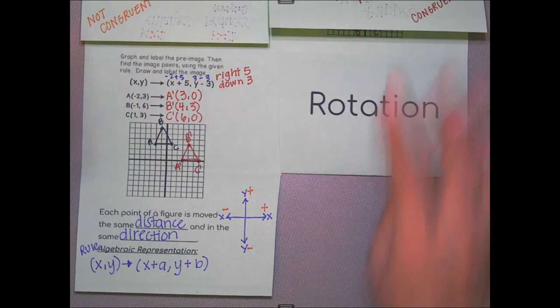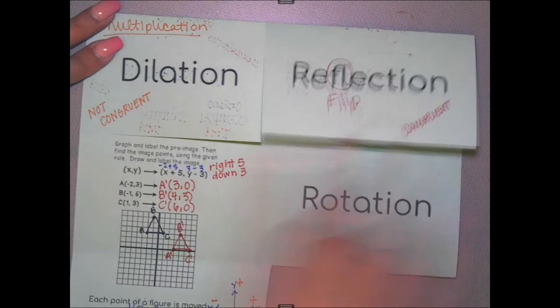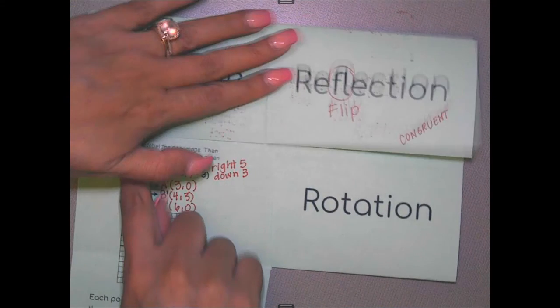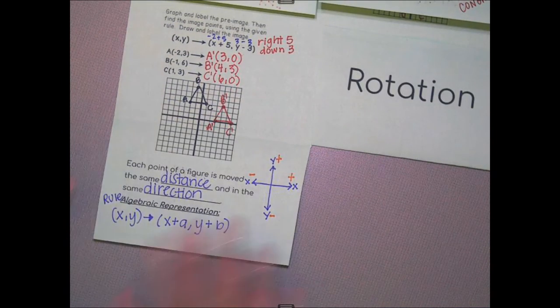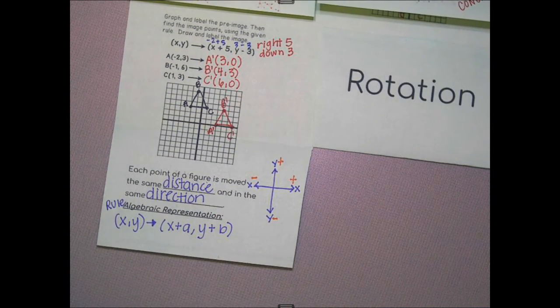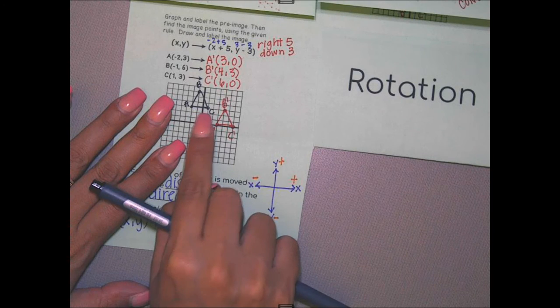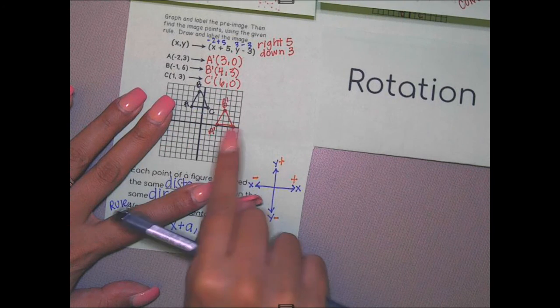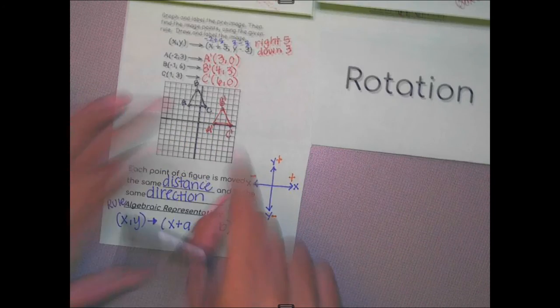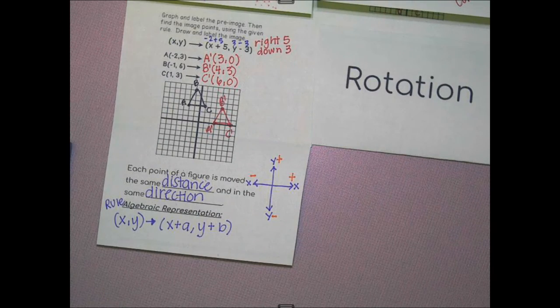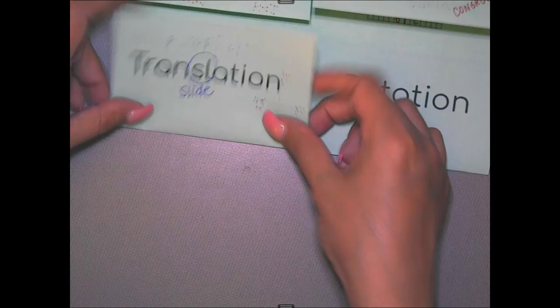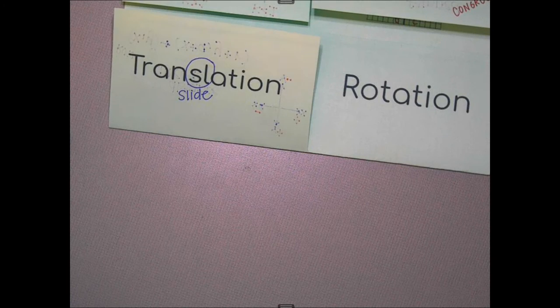Now, on the first two, we said dilations were not congruent. Reflections are congruent. So let's look at our triangle, and I can see that this bottom line is 1, 2, 3 units long, and over here it's still 1, 2, 3 units long. So my translations are also congruent.